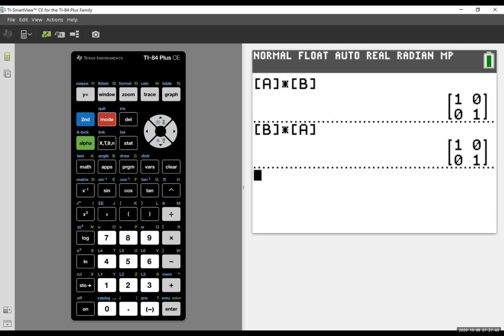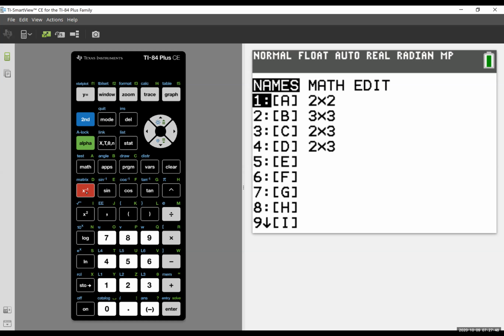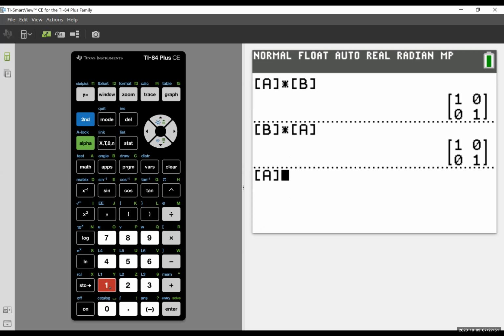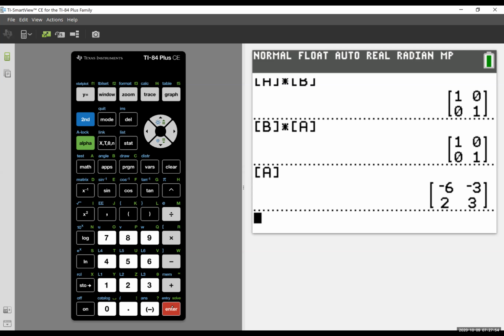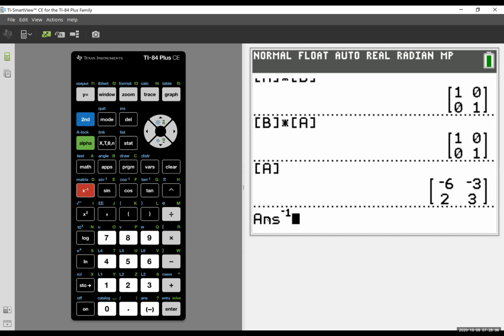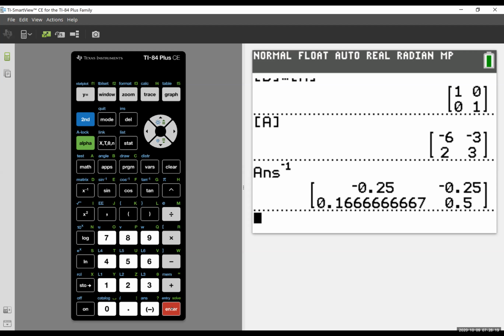Now, what you can do is just call up your matrix, second X inverse. If you want to find the inverse of matrix A, call up the name. And I want to see it on the screen first. So press enter and you have it. And now while that's on the screen, all you have to do now is press the X inverse key. That's the one we've been using all the way along. It's right below the math key. And what it will do is take your previous answer, which is the matrix, and find the inverse. That's what the inverse notation is. Press enter. And it has the inverse for you.